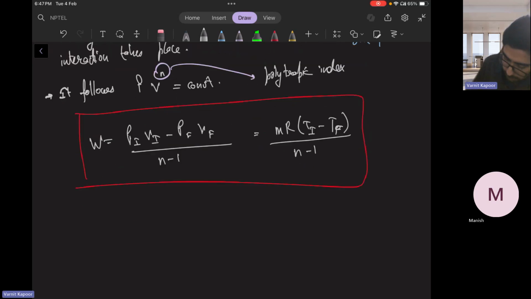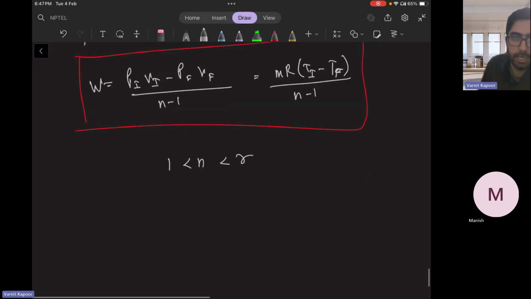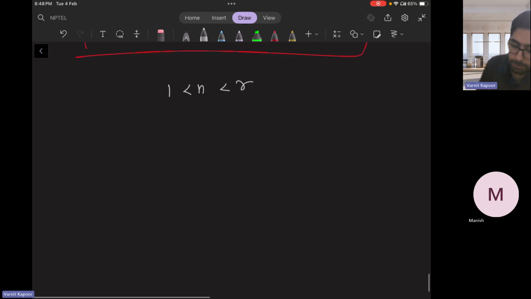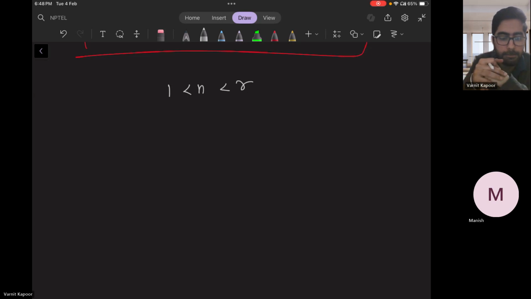So what is the range of n? It's generally from 1 to gamma, the adiabatic index. It varies from 1 to the adiabatic index. But in books, it is generally taken and can have values from minus infinity to infinity as well. Okay, any doubts? Pretty much simple. Okay, no doubts.